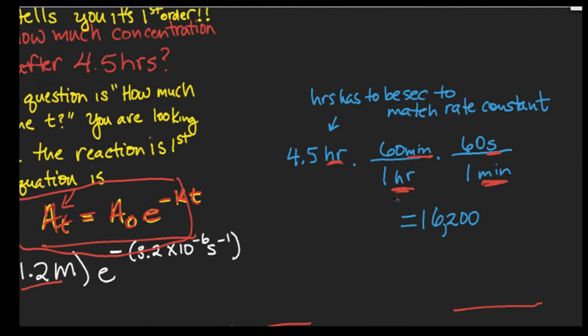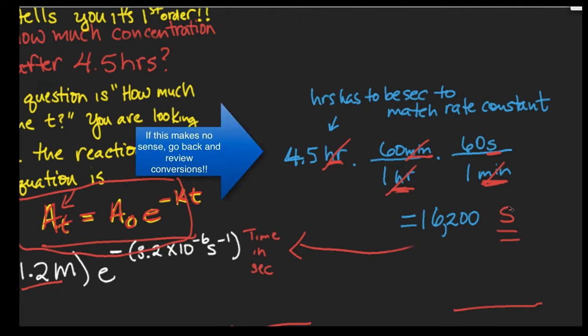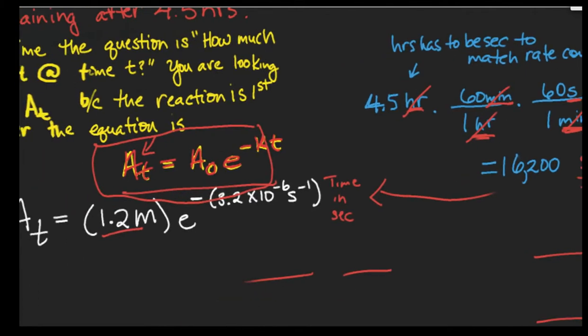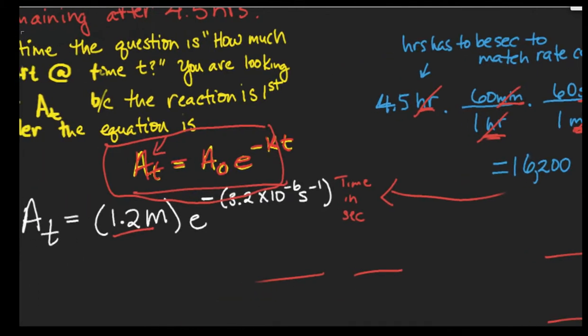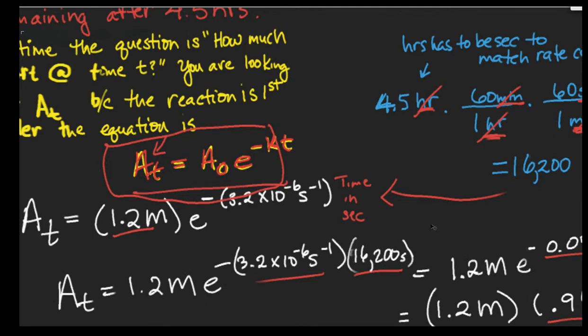So you use your conversions. Whatever you have goes on the bottom. Whatever you want goes on top. Have, want. That way, whenever you're doing this, you can cancel out and be left with the correct units that you need, which is seconds. So when you plug in the 16,200 seconds, which is the 4.5 hours, you get this wonderful equation here.